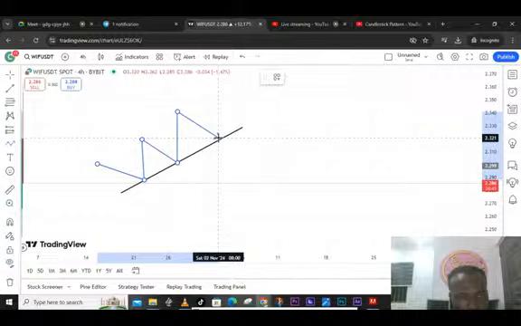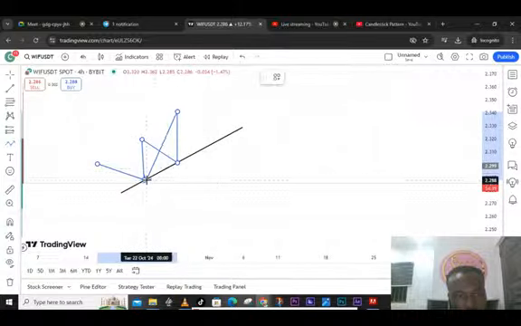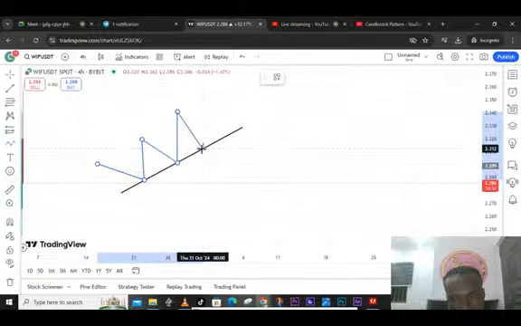All right. So now, what's rule number five? A valid uptrend line must happen two or more times.